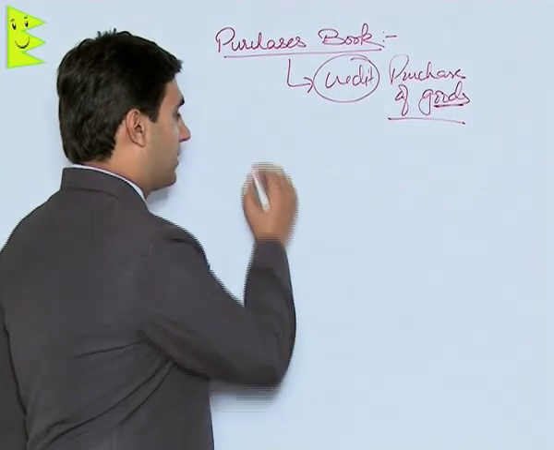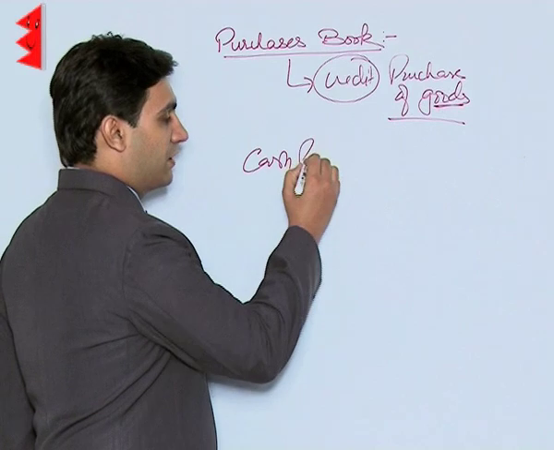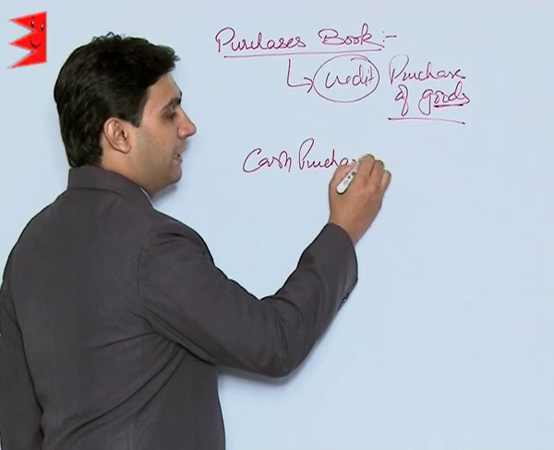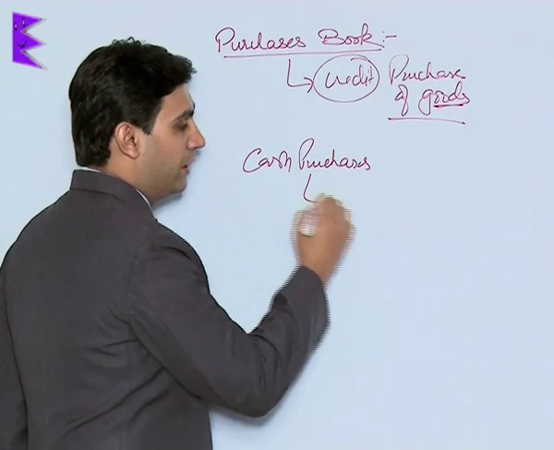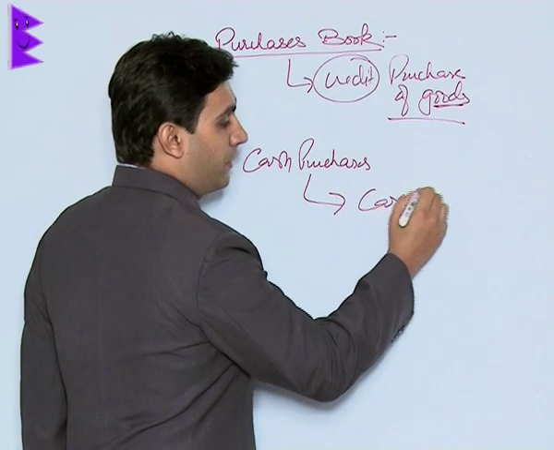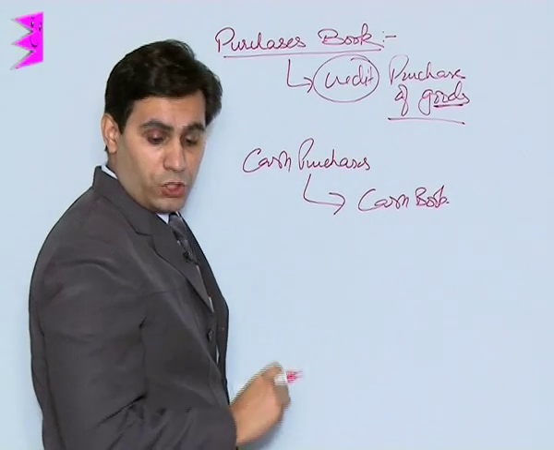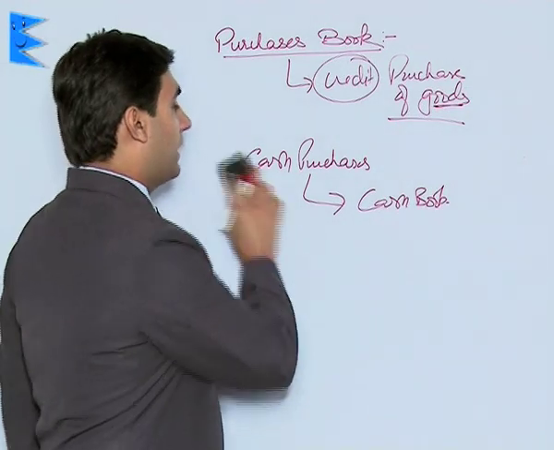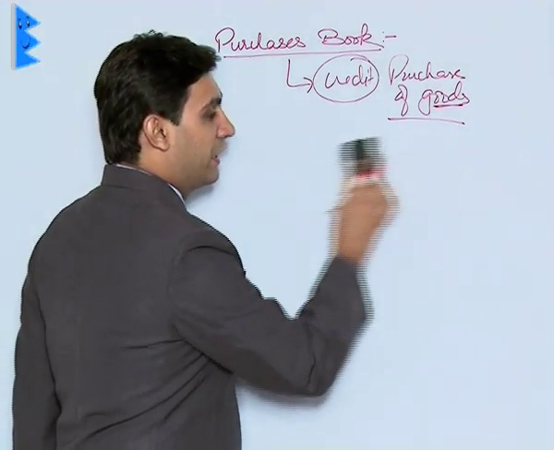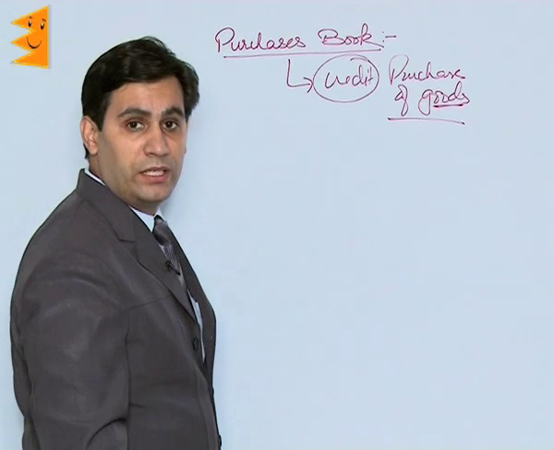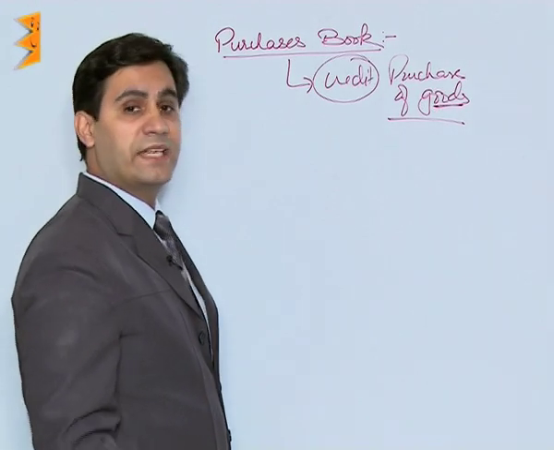If they are on cash basis, cash purchases, then these purchases would be recorded in cash book. They will not be recorded in purchase book. So what is important is that the purchases should be on credit basis for them to be recorded in purchase book. Let us take an example.